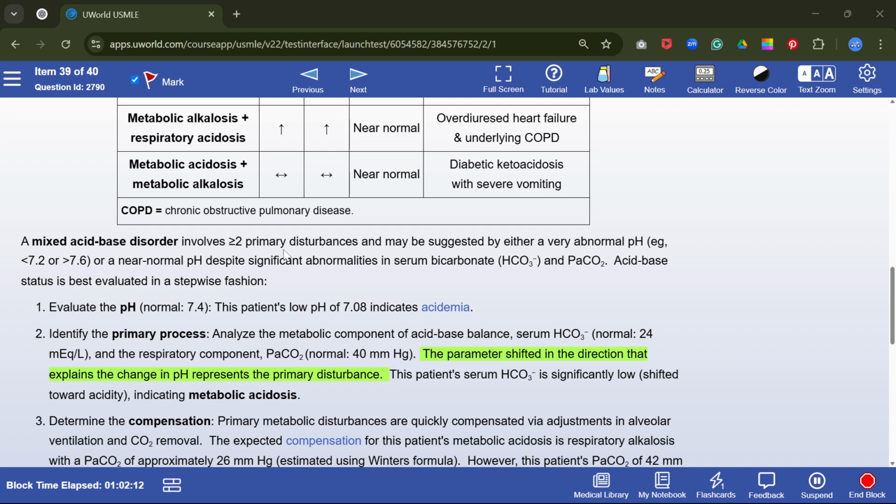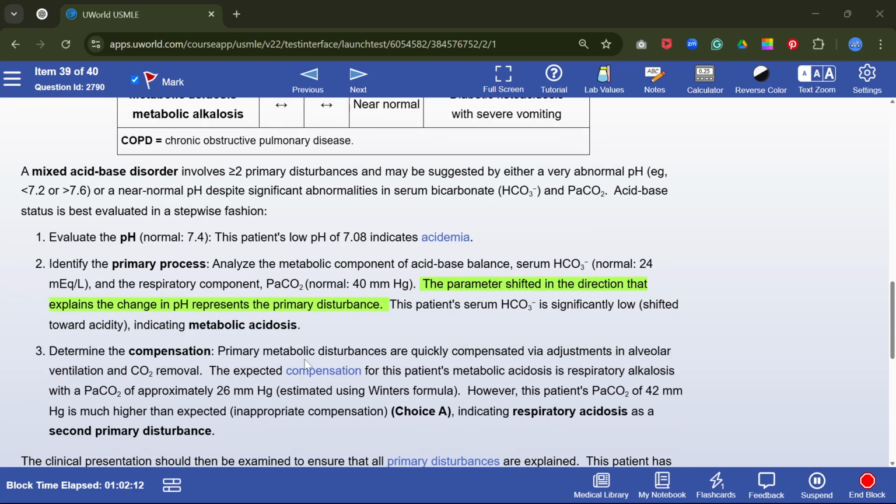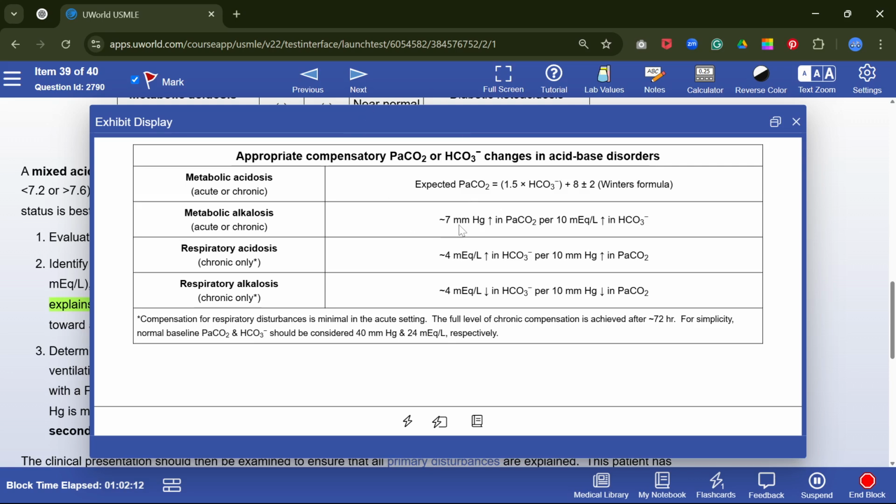Now evaluation for the compensation mechanism. Then determine the compensation. Primary metabolic disturbances are quickly compensated via adjustment of alveolar ventilation and carbon dioxide removal. Look at this chart for the expected compensation. Compensation of the primary respiratory disorder is minimal for acute disorder and reaches full compensation in approximately 72 hours, if PaCO2 or bicarbonate levels are within the expected range.